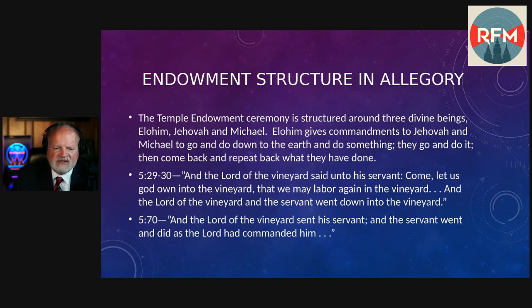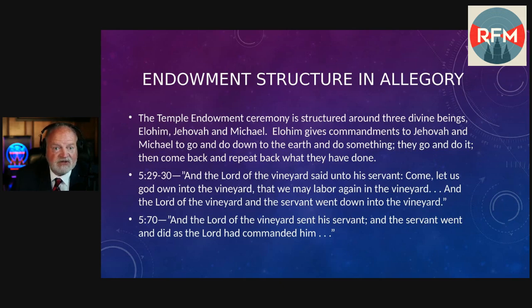In other words, even as we can see the Joseph Smith translation commencing within the pages of the Book of Mormon, when he is doodling and restructuring and revamping different Bible books being quoted in the Book of Mormon, we can also see the incipient or nascent endowment structure here in Jacob chapter 5. Remember, the temple endowment ceremony is structured around 3 divine beings: Elohim, Jehovah, and Michael. Elohim gives commandments to Jehovah and Michael to go down to the earth and do something. They go and do it. They come back and repeat what it is that they have done.